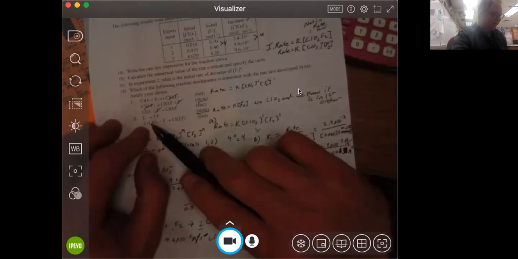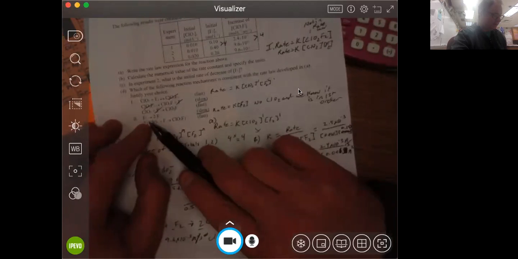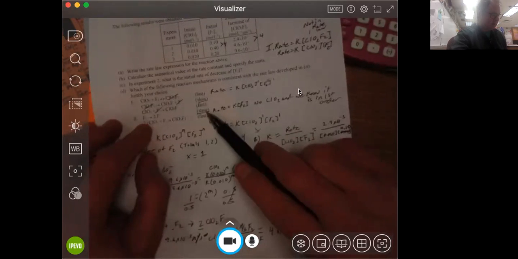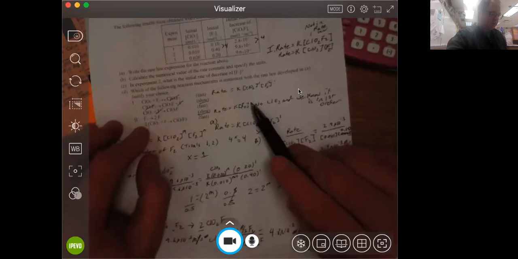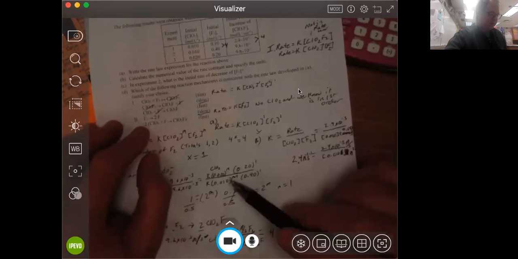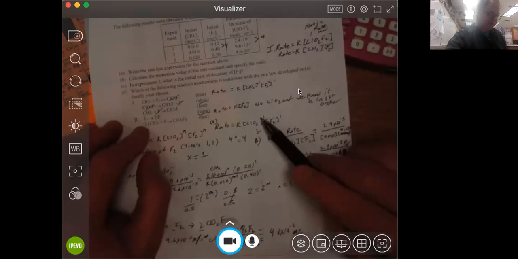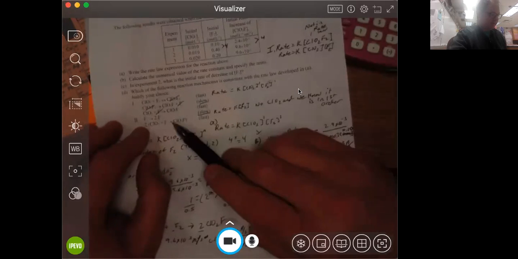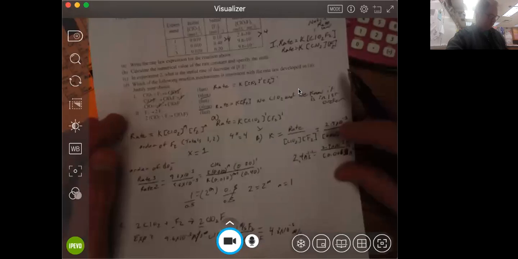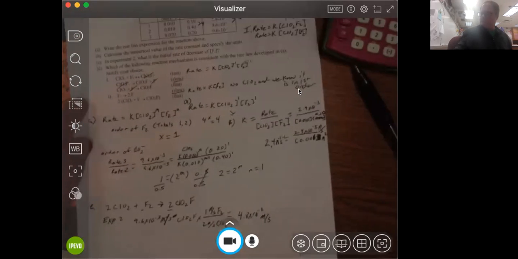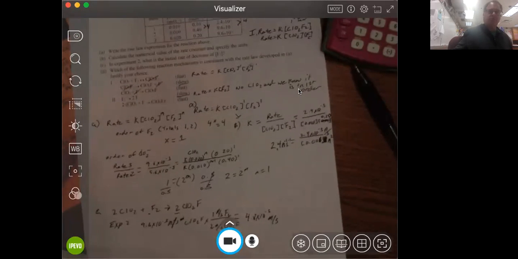Let's go ahead and see what we get here. Since F2 yields 2F is the slow step, that means that we would have just rate equals k[F2]. The coefficient is 1, so that would be first order. Unfortunately, we already know that ClO2 is also first order, so this mechanism will not work. Boom, boom.